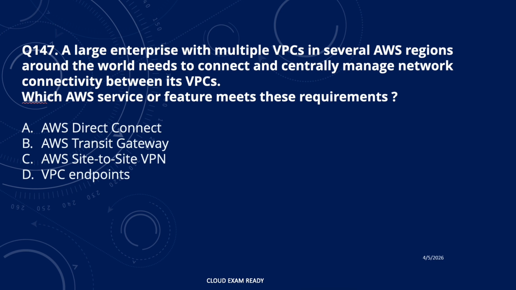Next, question number 147. A large enterprise with multiple VPCs in several AWS regions around the world needs to connect and centrally manage network connectivity between its VPCs. Which AWS service or feature meets this requirement? So we have options. Option A, AWS Direct Connect. Option B, AWS Transit Gateway. Option C, AWS Site-to-Site VPN. And option D, VPC endpoints. So the correct answer here is AWS Transit Gateway.